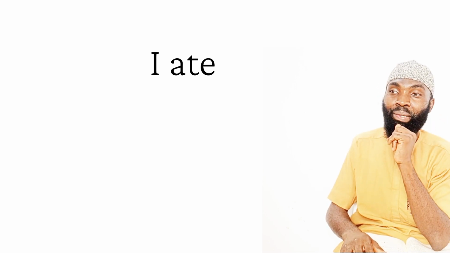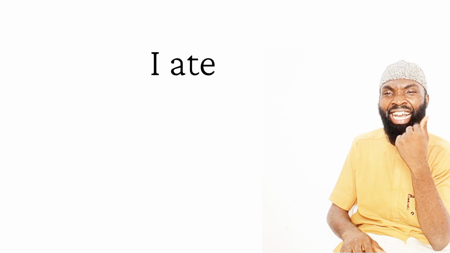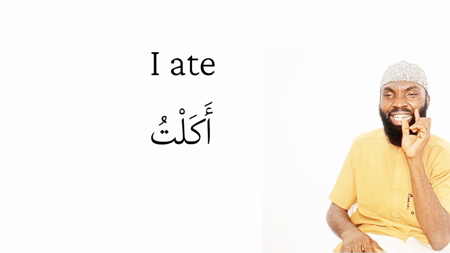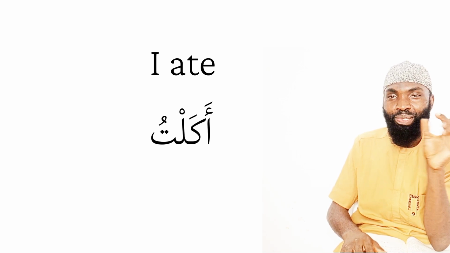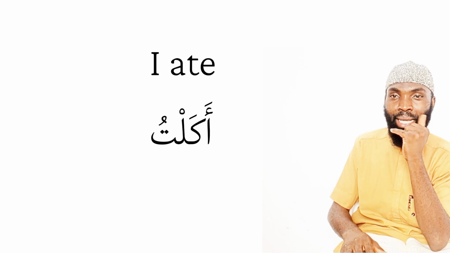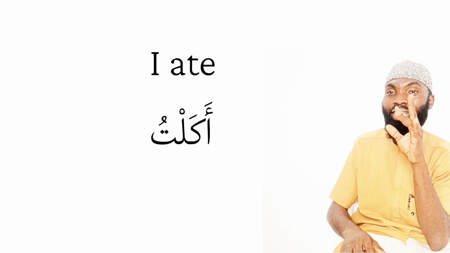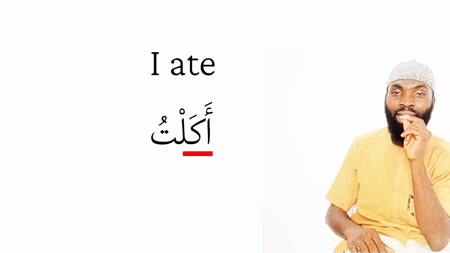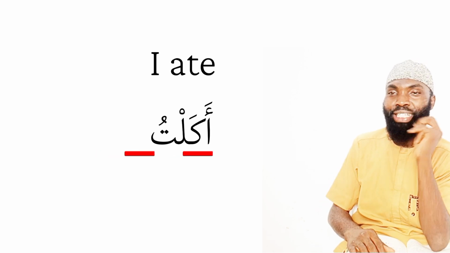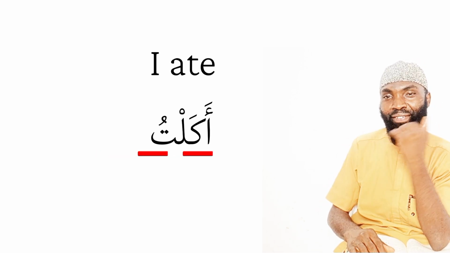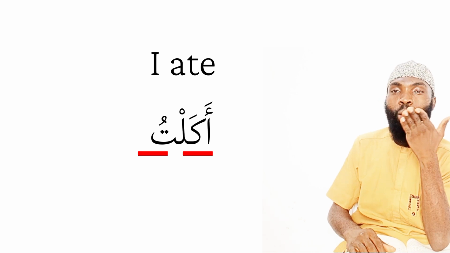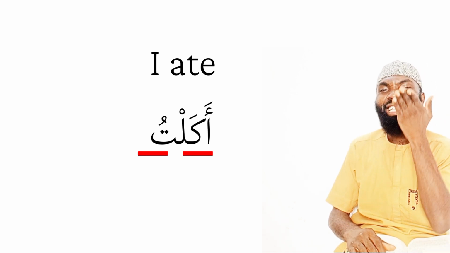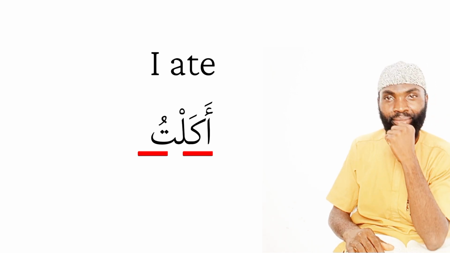However, in the Arabic language, if you want to say this, you will simply say akaltu. The word akaltu is a single word as you can see. However, by implication, it is a 2-in-1 word. Because the first word is akala, joined together with what? The tu. So the tu is the pronoun, while the akala is the verb. But they are joined together. And we have learned how to join these pronouns to this verb.